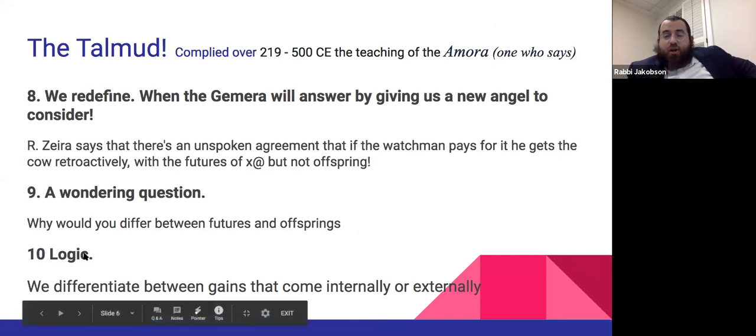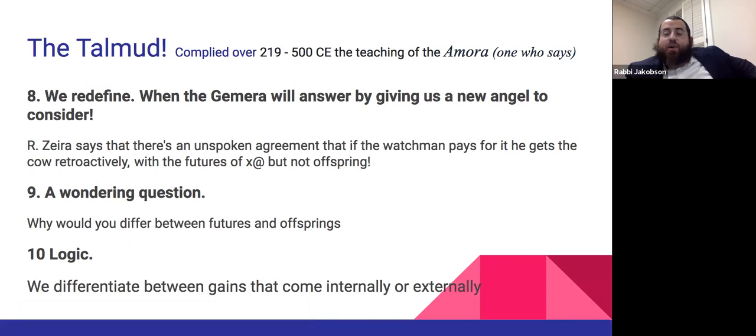Says the Gemara, logical. We differentiate between gains that come internally or externally, ones that come from itself, or however you want to put it, but there's a huge difference between profits that are natural and profits that come from possibilities.